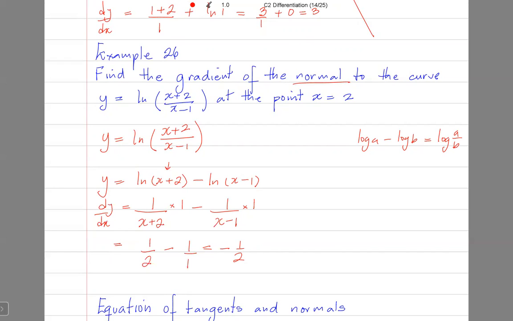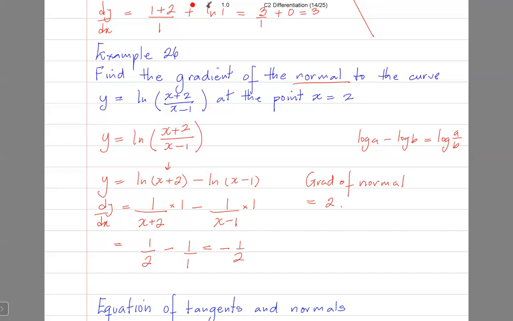All right. So dy/dx, the gradient of the curve, when x is equal to 2, is equal to the gradient of the tangent. So the gradient of the normal would be equal to, you're going to invert the gradient and change its sign. If the gradient of the tangent is minus a half, the gradient of the normal would be equal to 2.